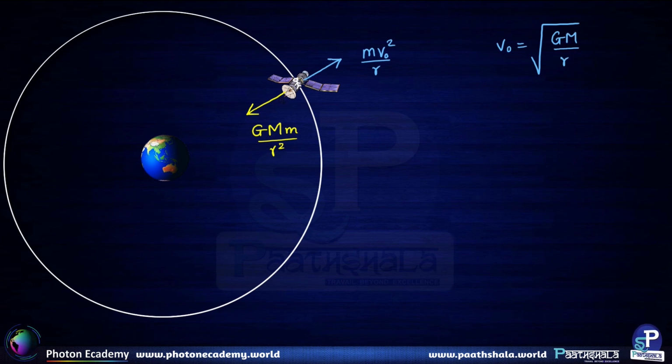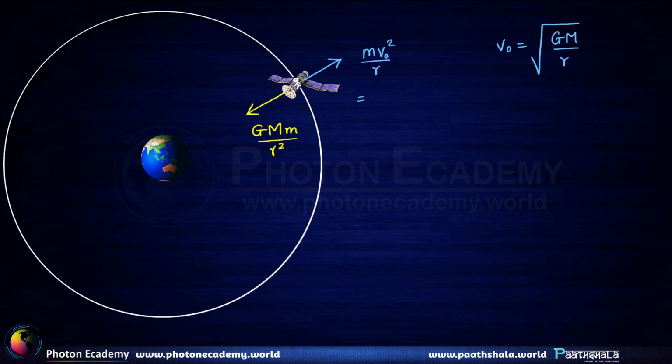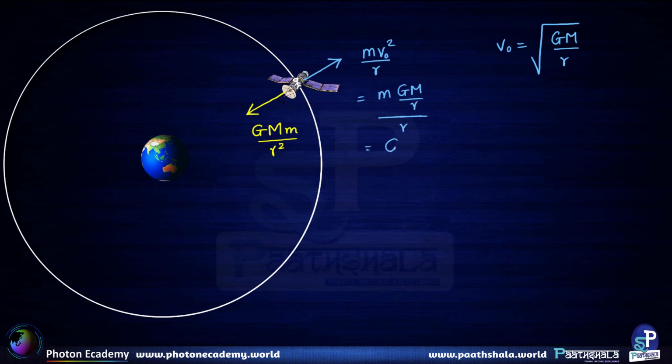And if we do substitute this in this particular equation, we get the centrifugal force or the away throwing force to be equal to m into GM upon r whole divided by r. So we get GMm upon r.